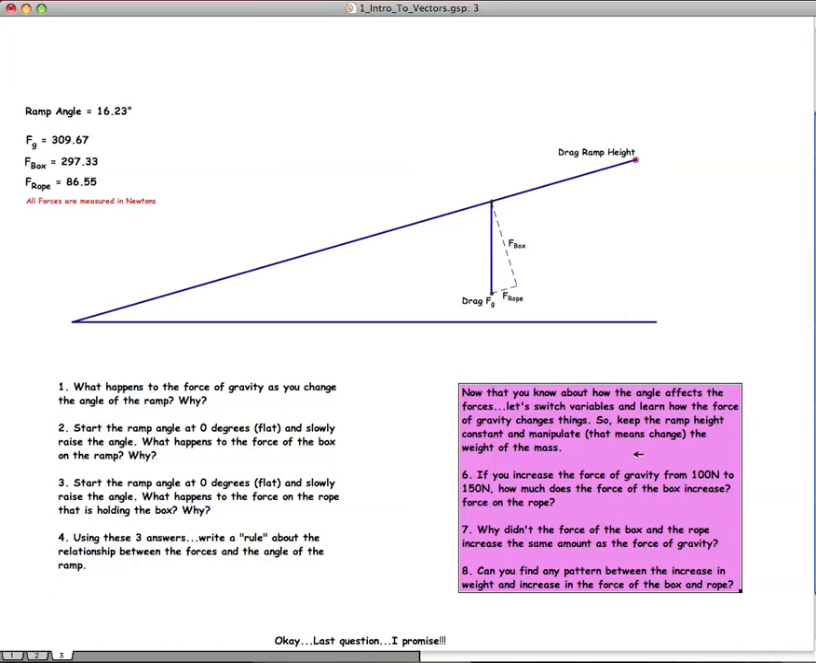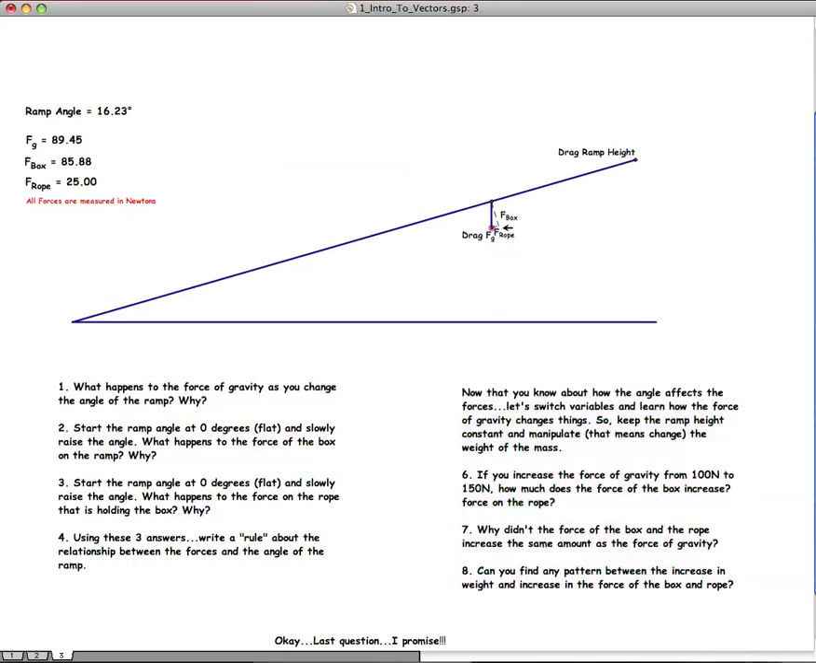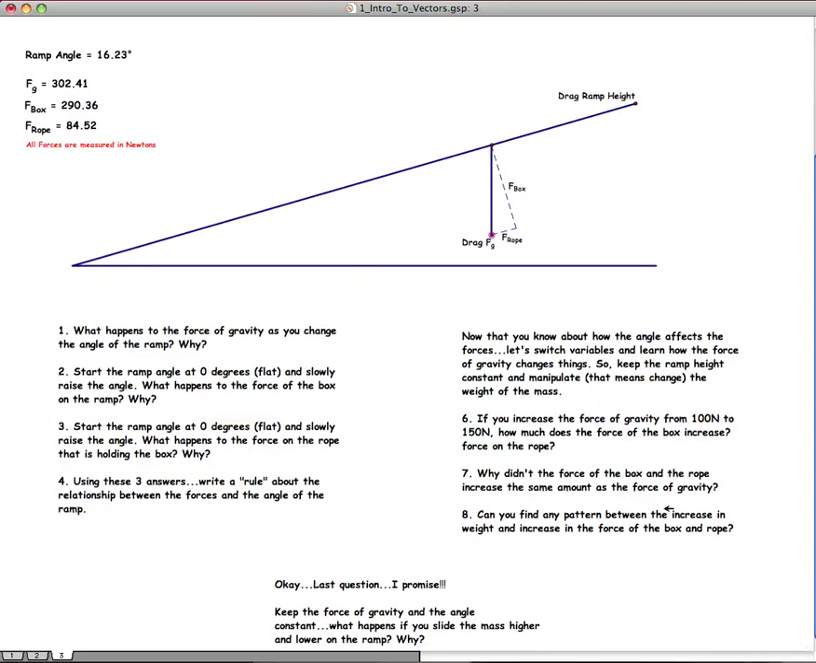Over here, I've asked the kids to keep the ramp height stable, but change the weight of the box to then discuss how does the weight of the box change the different components. And finally, my last question down here is, what happens if you keep everything the same but you just change the position of the mass on the ramp? The idea is to show kids that it's the angle we care about and it's the weight we care about, not where on the ramp it is.